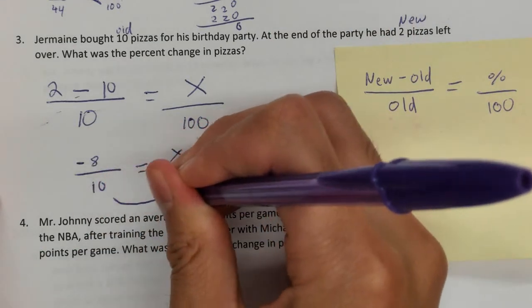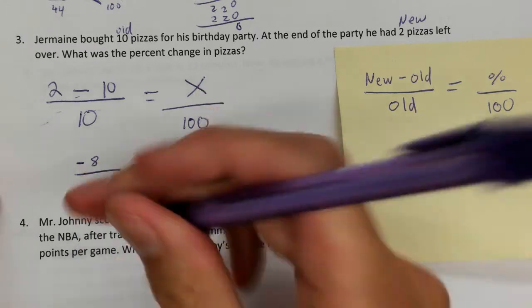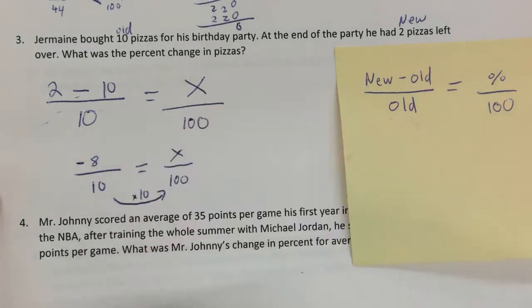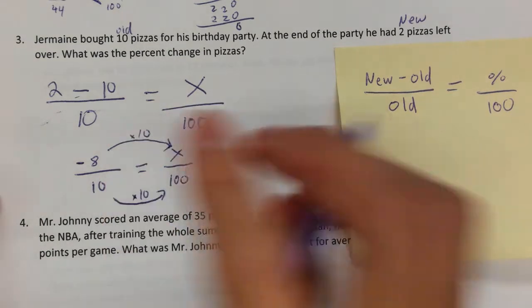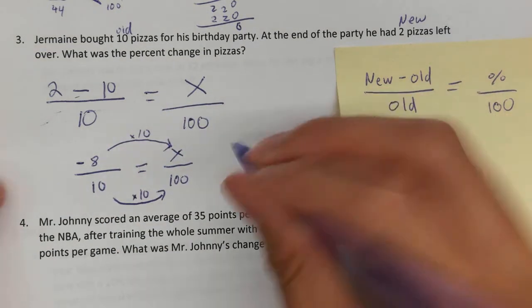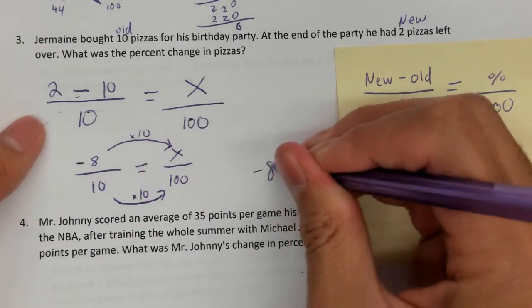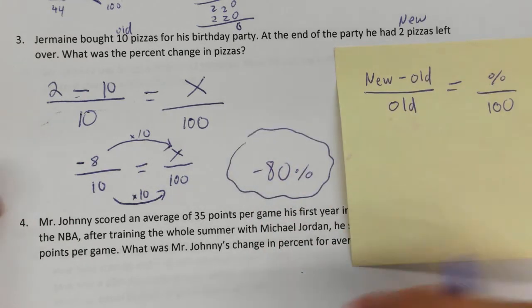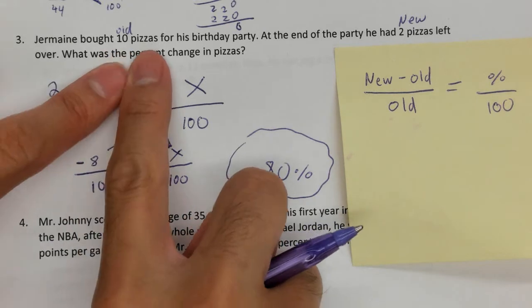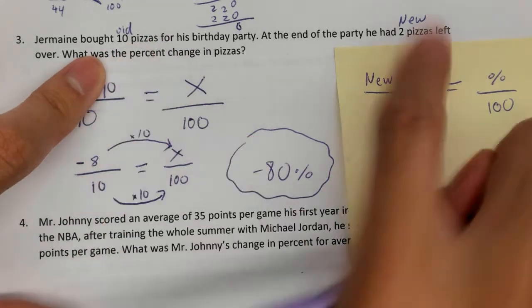So let's just do the jump method just to give you a reminder. 10 goes into 100 10 times, so times 10. So I'm going to take that same pathway. So X is going to be negative 80, because negative 8 times 10 is negative 80%. So basically there was a negative 80% change in pizzas from 10 to 2.